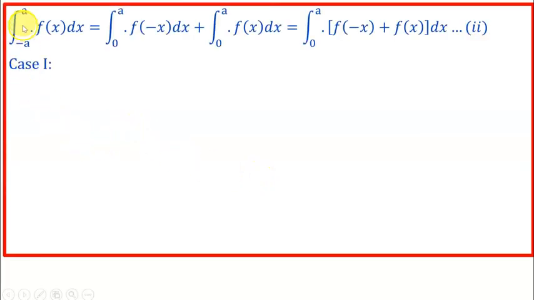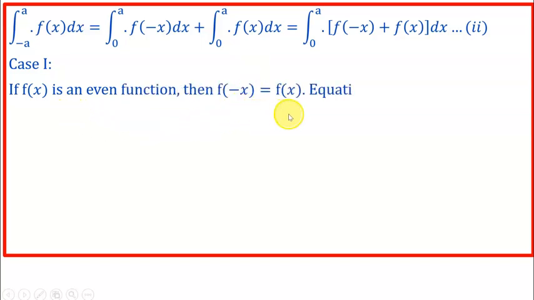Integral from minus a to plus a of f(x) dx is equal to integral of f(minus x) dx plus integral from 0 to a of f(x) dx. Take the integral sign outside. Then in the bracket, that is integral from 0 to a of f(minus x) plus f(x) dx. First case, f(x) is an even function, then f(minus x) is equal to f(x).